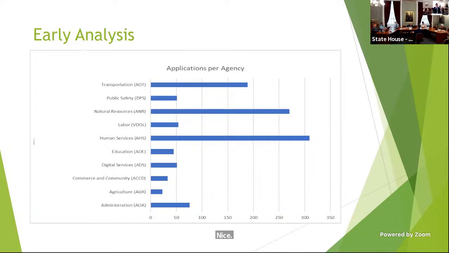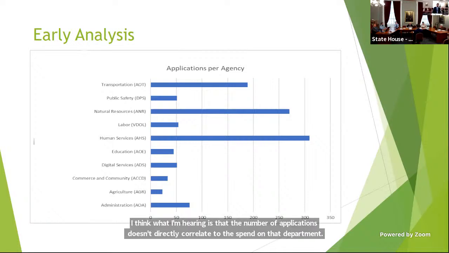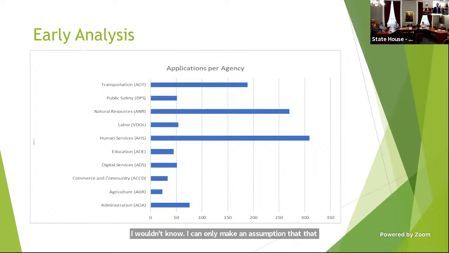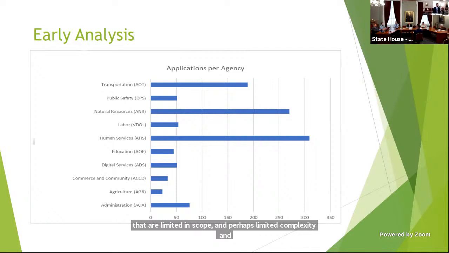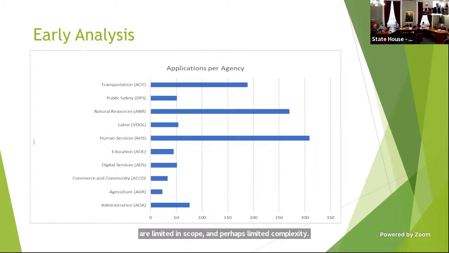As opposed to investment. And I think what I'm hearing is that the number of applications doesn't directly correlate to the spend on that department. I can only assume that's true; I don't know those numbers. But smaller applications presumably do result in smaller spend, and these ANR applications in a lot of cases seem like very focused applications that are limited in scope and perhaps limited in complexity. Another issue: this visual doesn't give us an idea of the reach, how many people actually use the system, from both an administrative side and how many constituents use it. But that's not part of the criteria in your evaluation. Yes.